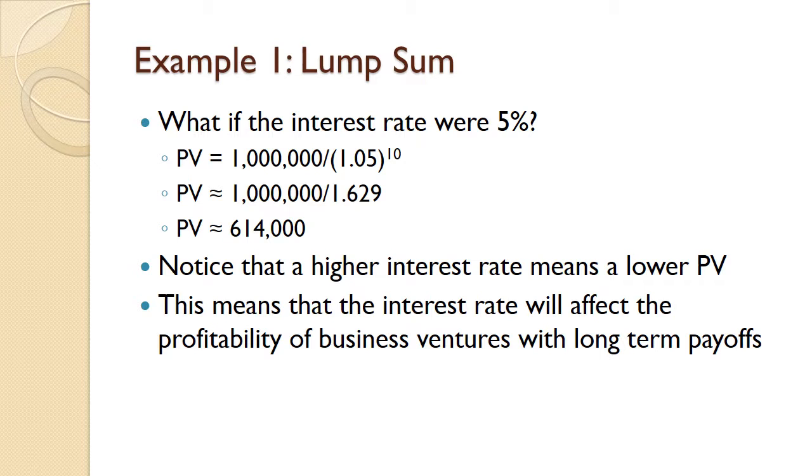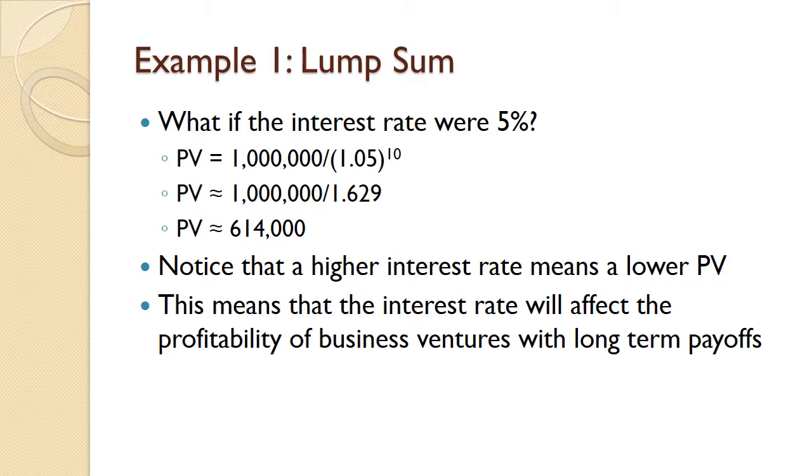Now we can calculate the present value of this lump sum payment if the interest rate were 5%. In this case, we would have 1 million divided by 1.05 to the 10th power. This simplifies to approximately 1 million divided by 1.629, which is approximately equal to $614,000.